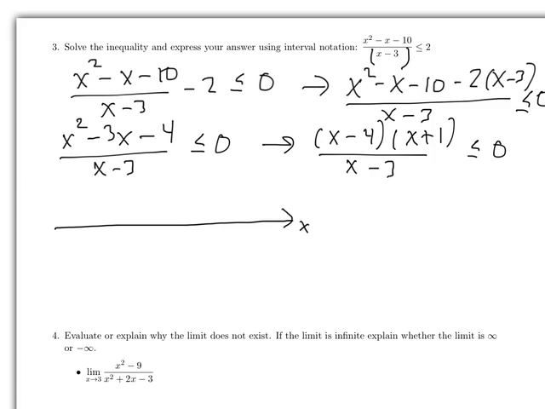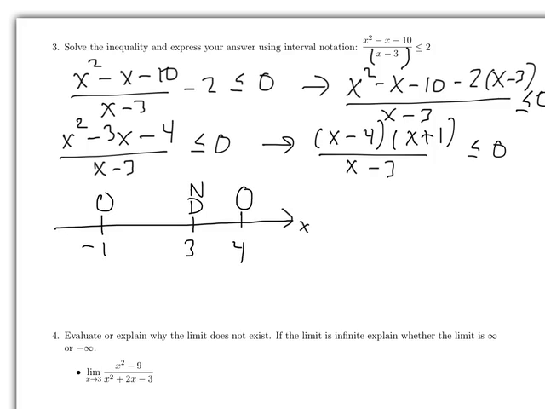All right, and that's of interest to us because we want to know where the sign is negative or where the expression is equal to 0. So let's mark those all in. We have -1, 3, and 4. It's 0 here, it's 0 here, and the expression is undefined there.